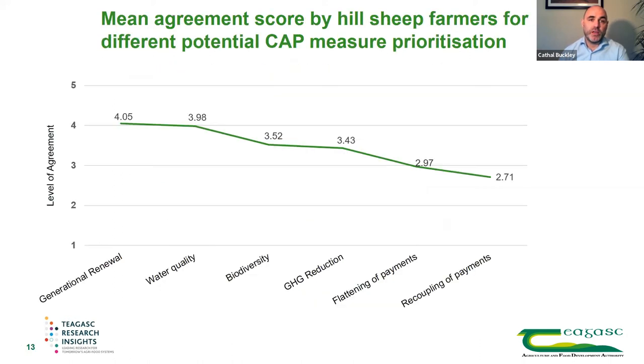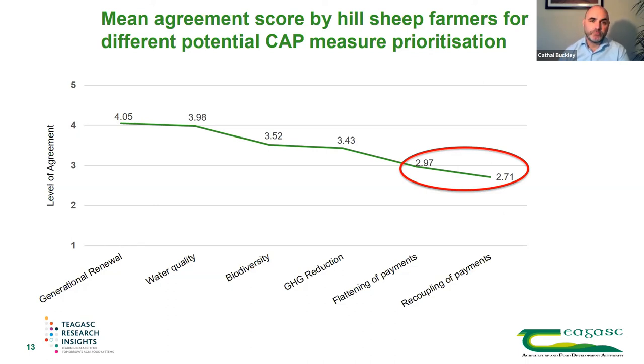So about 750 odd farmers responded, and this essentially is a ranking of the priorities on average across those 750 odd farms. On the left-hand side is the level of agreement, so 1 again is strongly disagree and 5 is strongly agree, and you have the various options at the bottom. Generational renewal came out ubiquitously as the strongest across all farm types, and farmers have a strong preference that the next generation of farmers be encouraged into the sector. Conversely, on the recoupling of payments, based on this survey they don't want to go back to the way it was, and flattening of the payments is not the main priority for the average farmer.